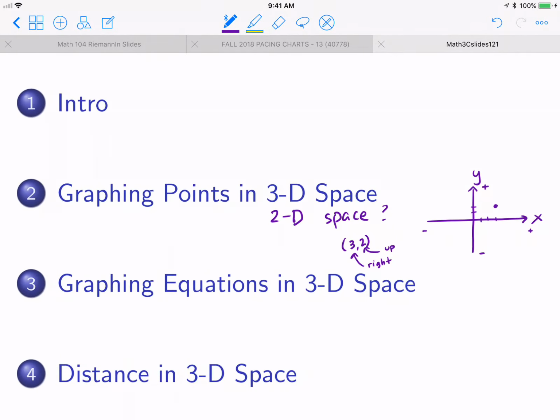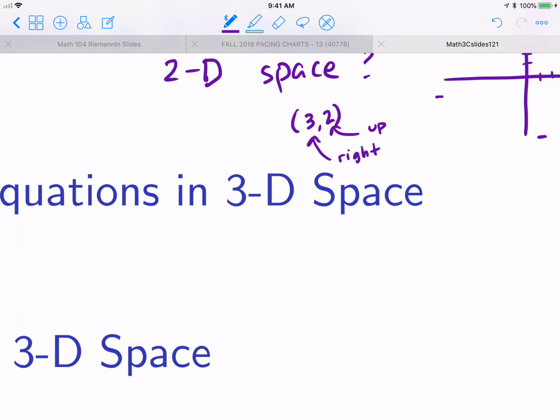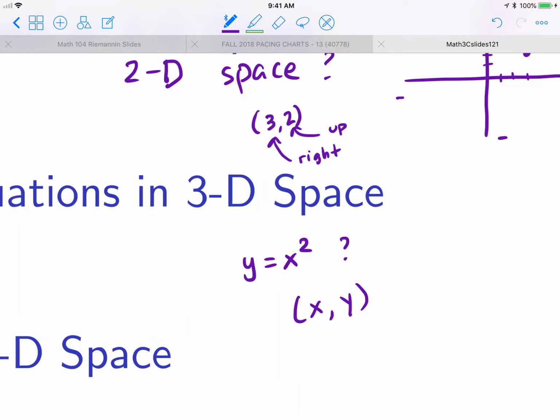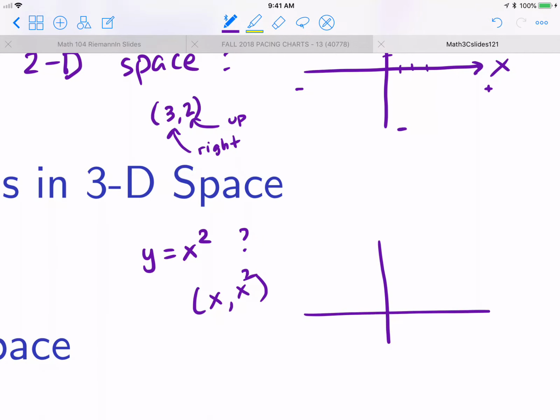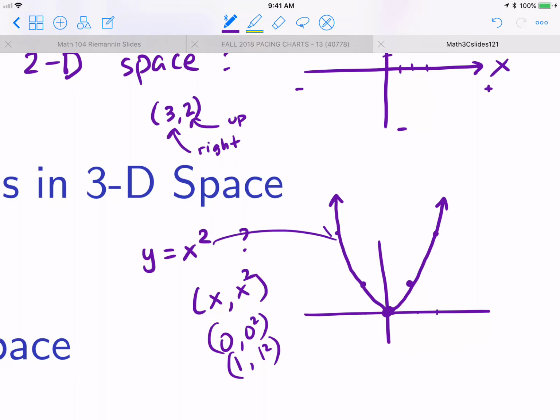Okay, and then we had equations in 2D space. For example, what does the graph of y equals x squared look like? Well, that means you want all points (x, y) where y is actually x squared. So what if our input is 0? Then we would have (0, 0 squared), so that'd be (0, 0). What if our input is 1? (1, 1 squared) would give us (1, 1). Or it could be negative 1, so (-1, 1). In this way we'd plot it out, and we figured, oh, that's a parabola. Remember? Then we got more sophisticated, and we learned about translating graphs, stretching and scaling, shifting up and down, left and right.